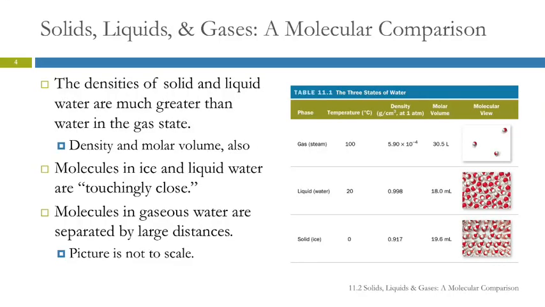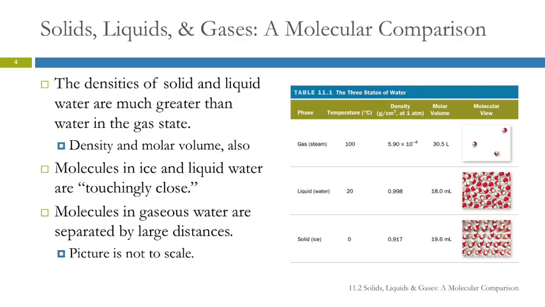So we're going to revisit what liquids and solids and gases are. The three states of matter is a table from your textbook giving some information about these. If we look at the density of liquid water and solid water, we see that those densities are approximately the same. And they're much larger than the density of water in the gas state, which we call steam. So here the density is much, much smaller.